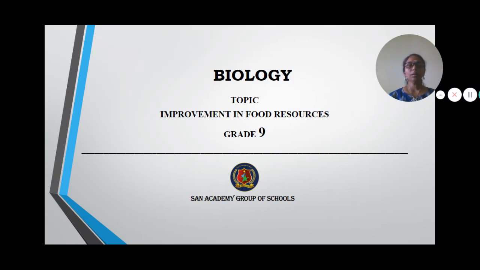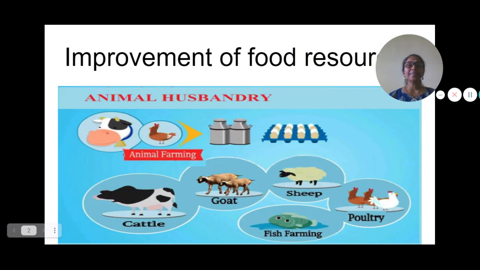Good morning, all. We have studied the ways of food improvement in crops, and in this set of videos, let's learn the improvement in animal husbandry. Animal husbandry is the scientific management of livestock that includes feeding, breeding, and disease control.